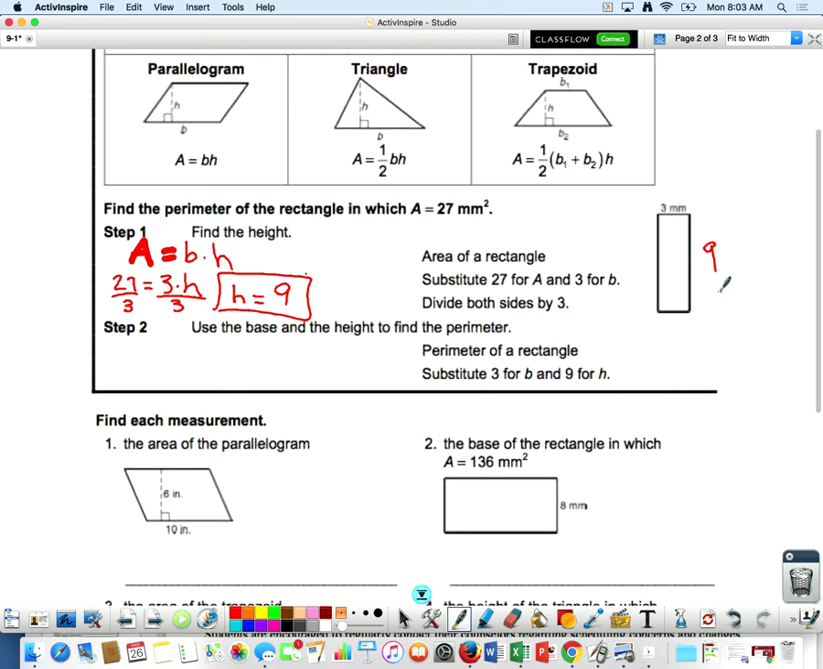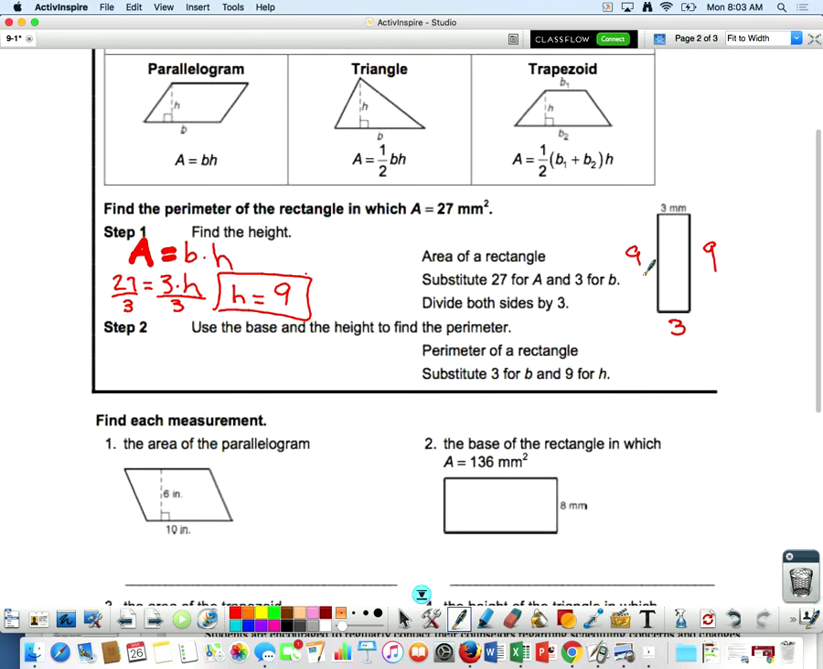So, walking through, how do we find the perimeter? Let's label everything we know. Couldn't you just add them all up and tell me? No. How did you get 9? Again, area is base times height. We replaced base, and we replaced area. How did you get 9? Listen.